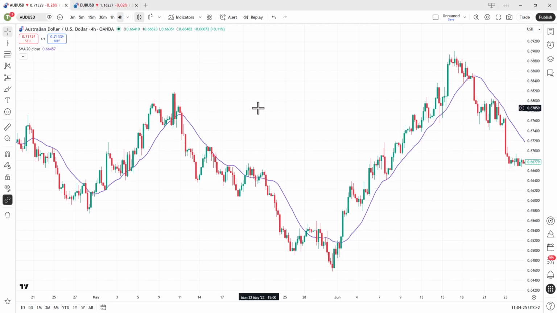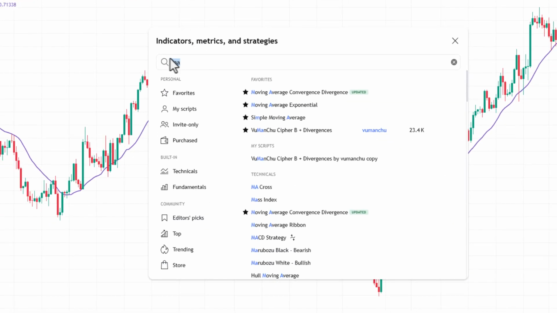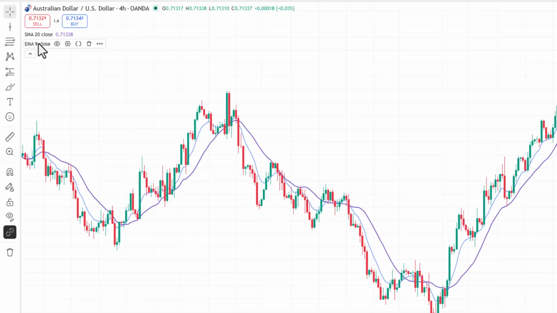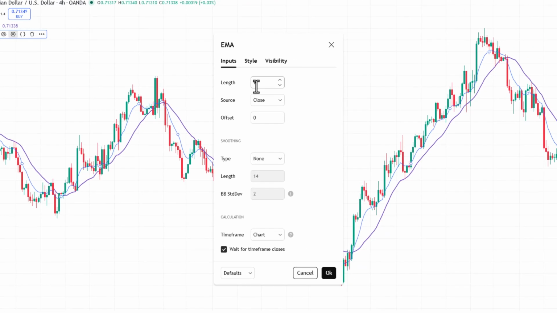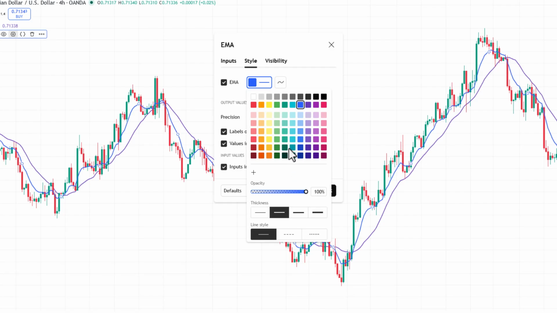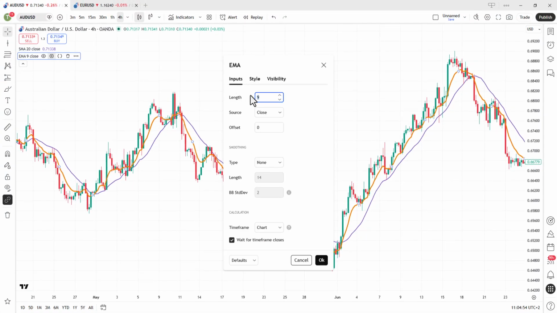Now I will talk about the exponential moving average. I'll add it first to the chart, click on Indicators, and MA is already typed in here, so I'll select moving average exponential. And let's format the EMA to a 20 period as well. Let's make it thicker. Slightly change the color. For the inputs, I will select 20.